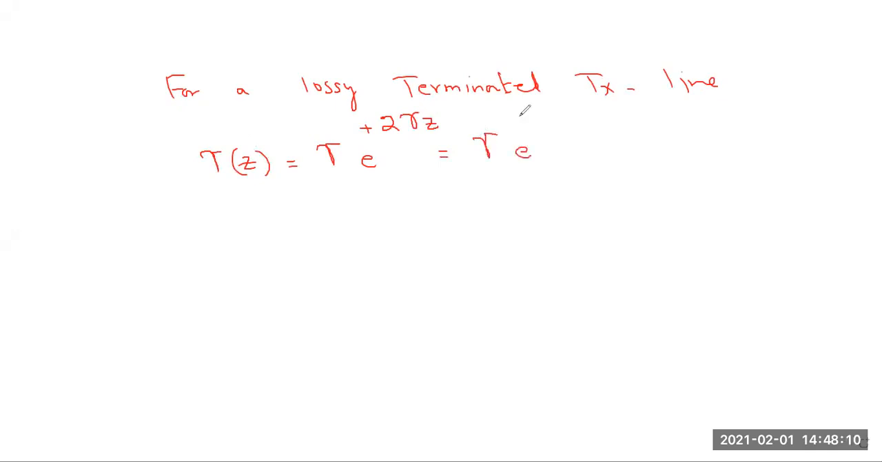So we know that this gamma over here is a complex number having a real part alpha and an imaginary part beta. So the propagation constant as a function of z is equal to e to the power 2 alpha z times e to the power plus j 2 beta z.